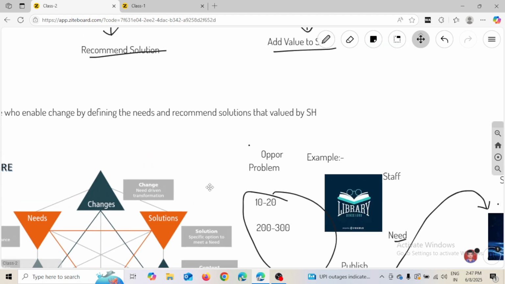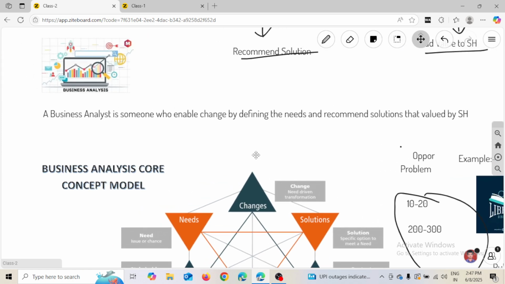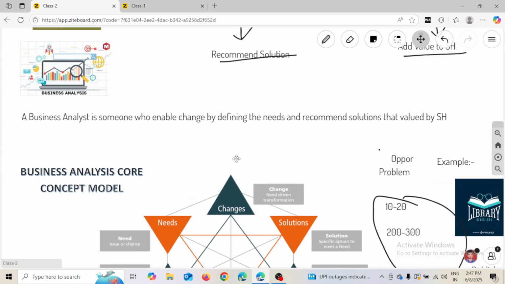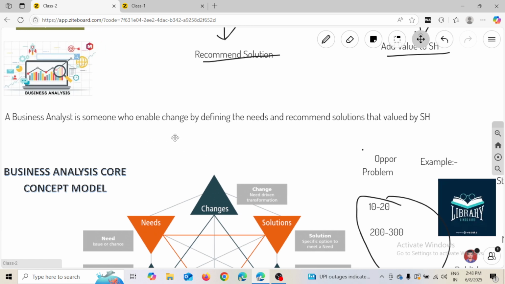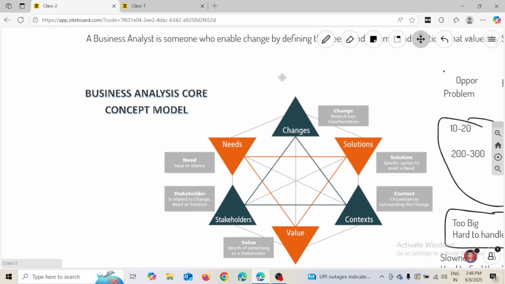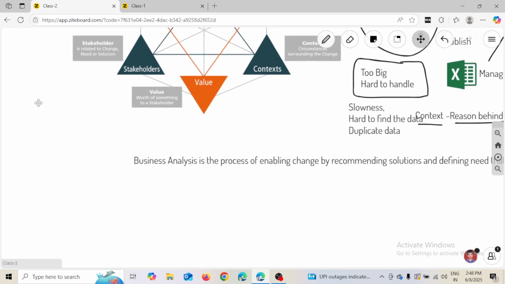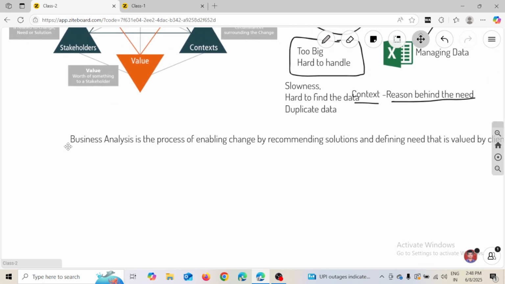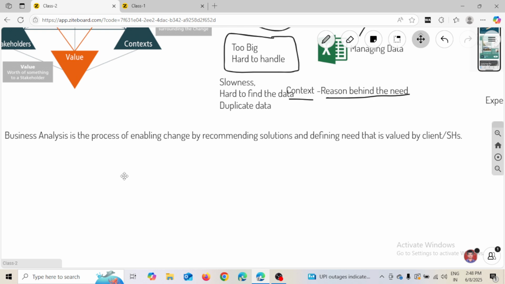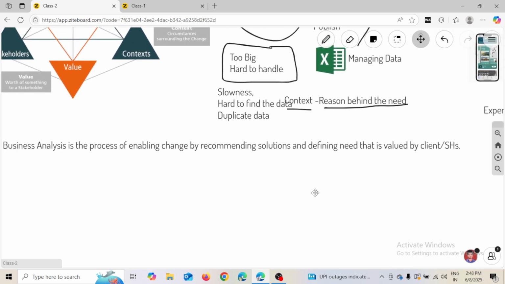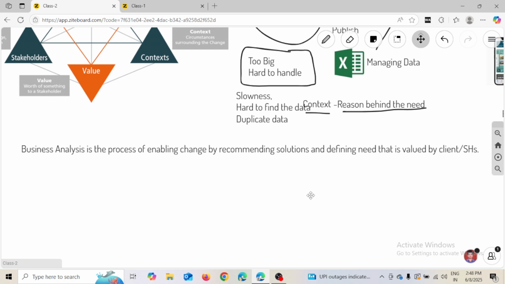So by all of these terms, what have we understood? Who is a business analyst? A business analyst is someone who enables change by defining the need and recommending solutions that are valued by stakeholders. Again, what is business analysis? Business analysis is the process of enabling change by recommending solutions and defining needs that are valued by the client or the stakeholders. Right?